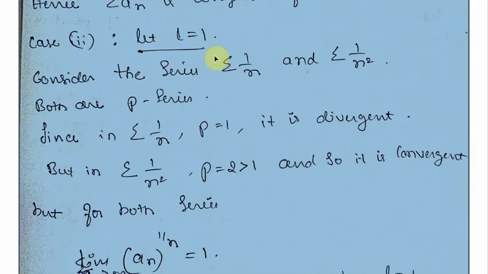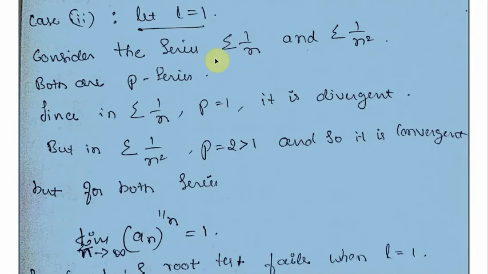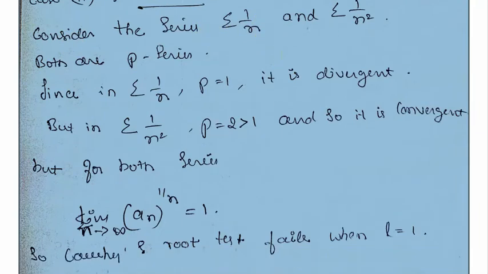This we shall see by considering example. For this I am taking two series, sigma 1 by n and sigma 1 by n square. Both are P series. You have already come across P series, how it behaves. See, sigma 1 by n is a P series with P is equal to 1, and so it is divergent. And sigma 1 by n square is a P series with P is equal to 2, which is greater than 1, and so it is convergent.